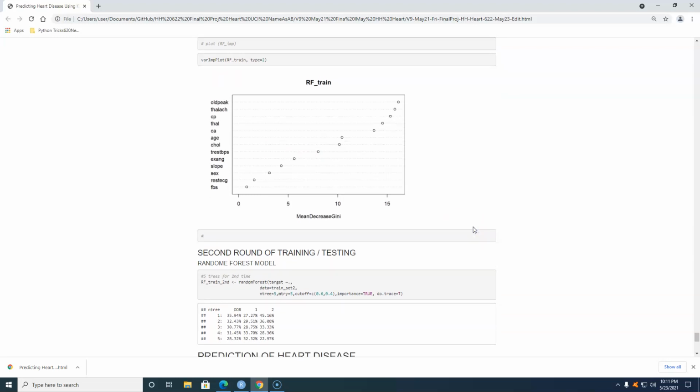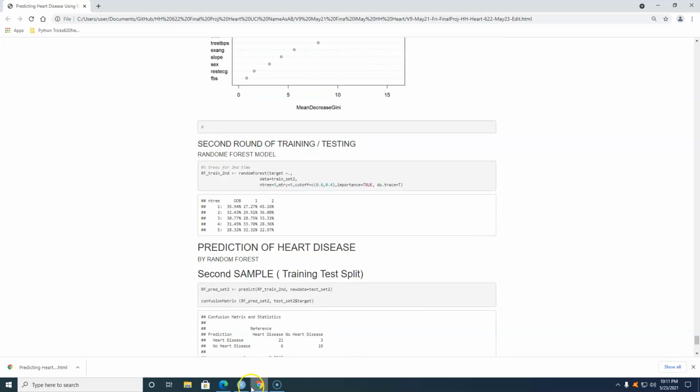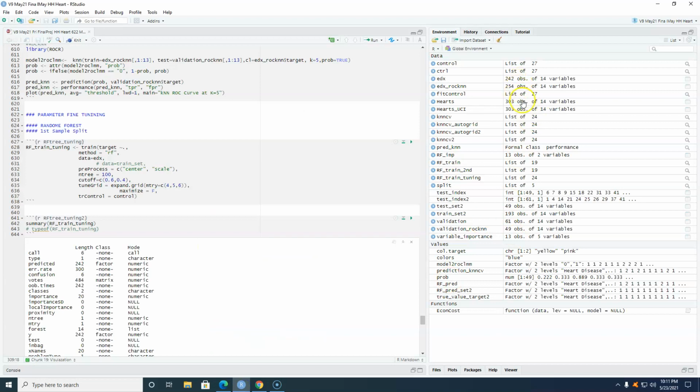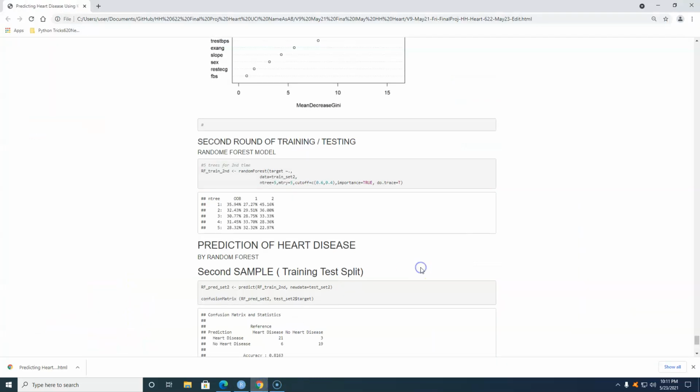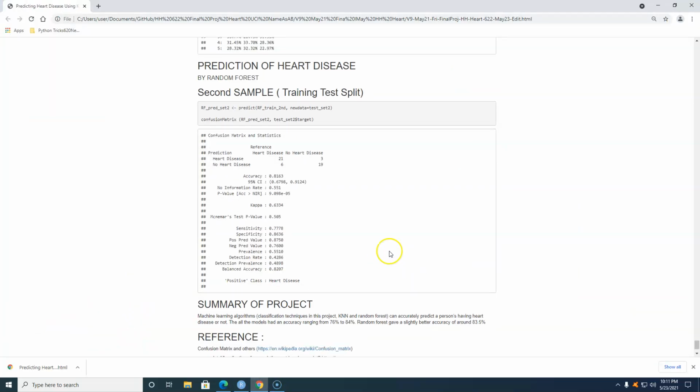As I said, I did a second round of testing and training. Among the total of 303 objects, the first training and testing produced 242 versus 49 and 60, and then the second training and testing produces 193 versus 49. So I just want to remind you, here is the second sample, and the accuracy remains similar at 81%.